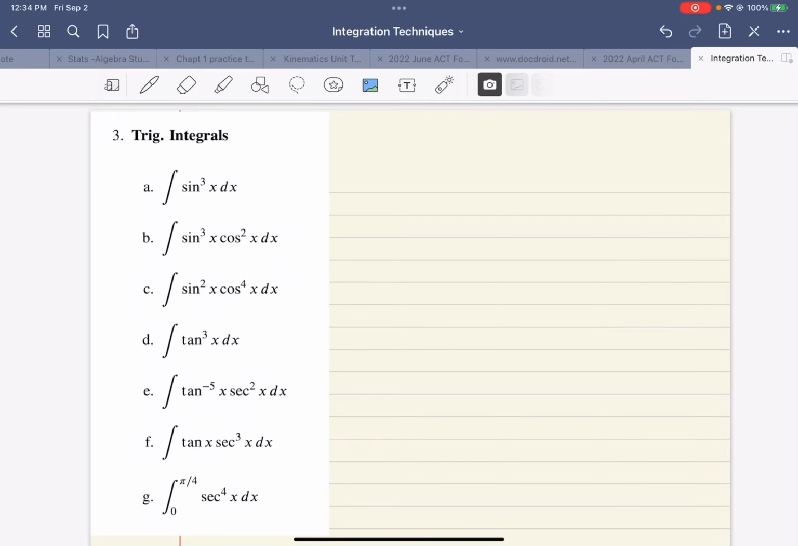This video is continuing from the last video. So this one, we're gonna talk about trig integrals. Part A: if you have sine cubed, then you split it into sine squared x and sine x. So sine squared x, sine x, and dx. Now use a u substitution.